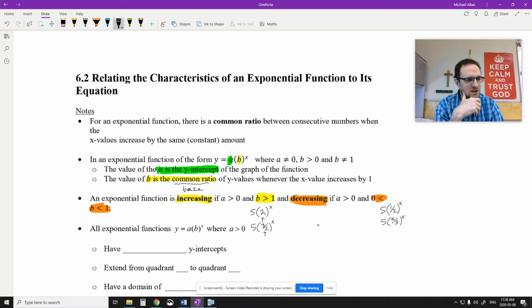So an increasing graph, I'm just going to do a little sketch here. It looks like that, so it's going upwards. A decreasing graph is the one that's going downwards, but not quite touching the x-axis. So those are those two types of graphs, increasing and decreasing.